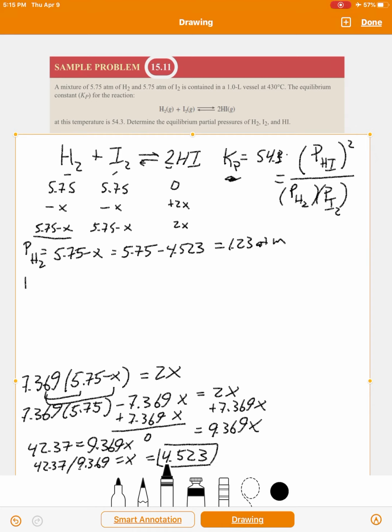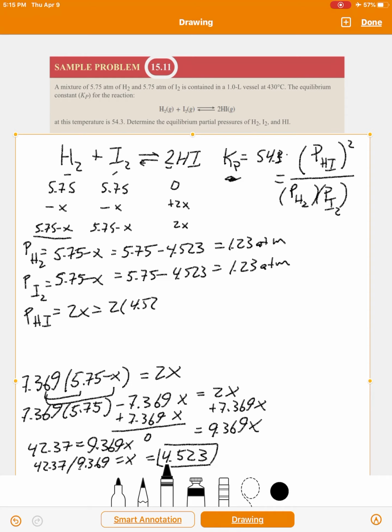atmospheres. Pressure of I2 should be the same, right? 5.75 minus x, so that's 5.75 minus 4.523, so that's 1.23 atmospheres. And then the pressure of HI is 2x, so 2 times 4.523, and that comes out to 9.05. Okay, so there's our final answers.